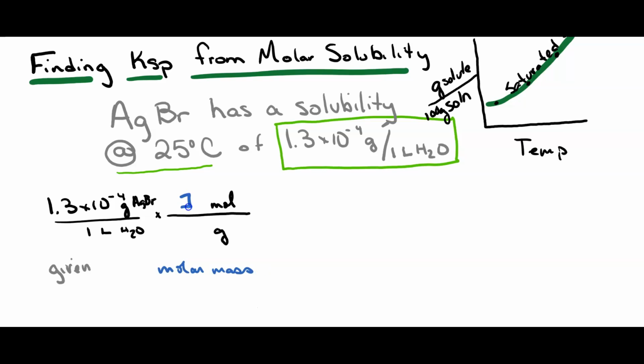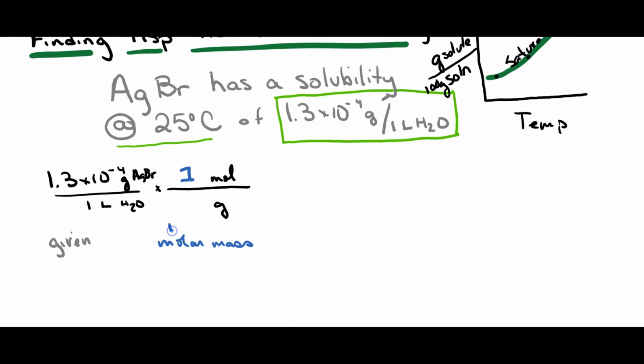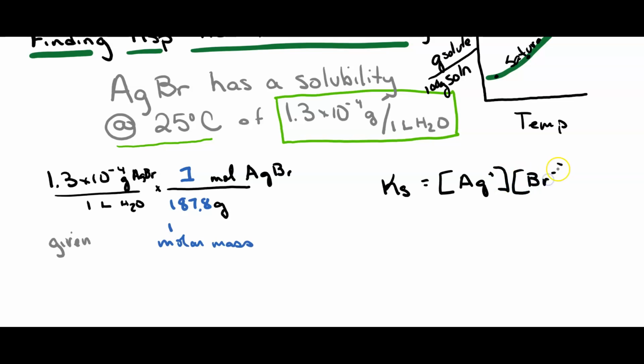And we know that 1 mole of silver bromide weighs about 187.8 grams, which is the molar mass. Now, that's going to give us our answer in moles of silver bromide. And when we set this up, we can write our KSP as the concentration of the silver ion times the concentration of the bromide ion. And this is what we're looking for, our KSP.